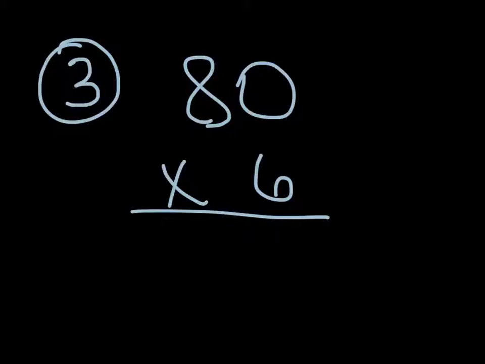Number 3, you have 80 times 6. 6 times 0 is 0. 6 times 8 is 48.